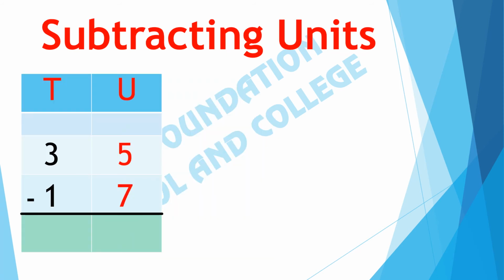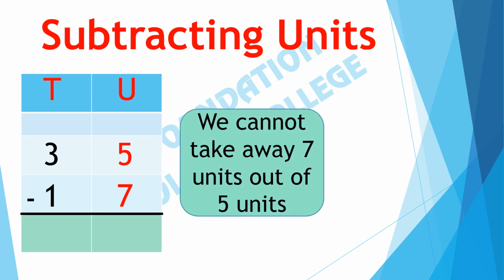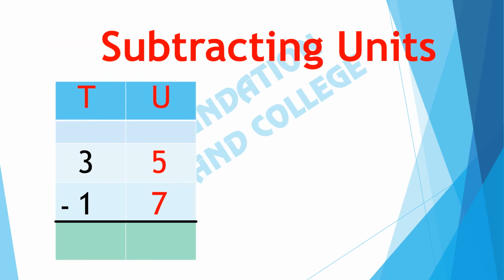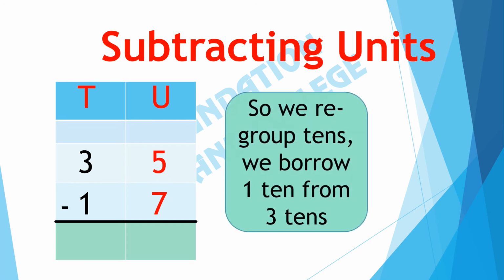First of all, we will subtract the units. We can see that there are 7 units that we have to subtract from 5 units. But we cannot take away 7 units out of 5 units. So, what will we do now? Can you tell me? How will we subtract 7 units out of 5 units? We will take borrow. We will regroup the tens. We borrow 1 ten from the 3 tens. From 3 tens we will take 1 borrow and here we are left with 2 tens.